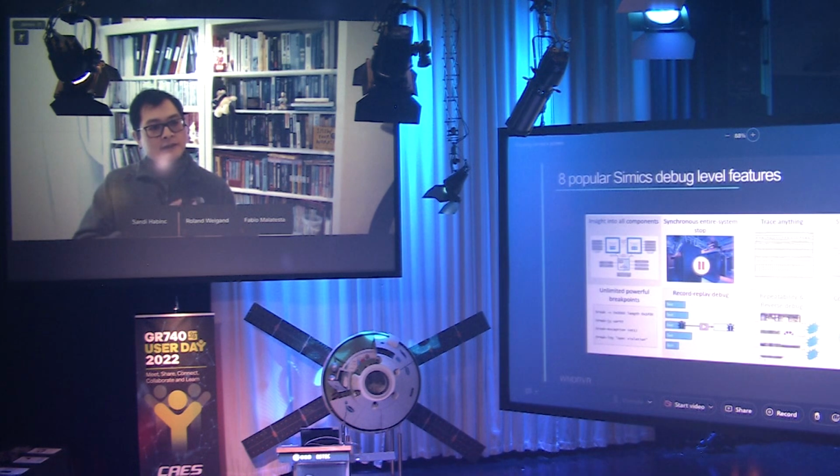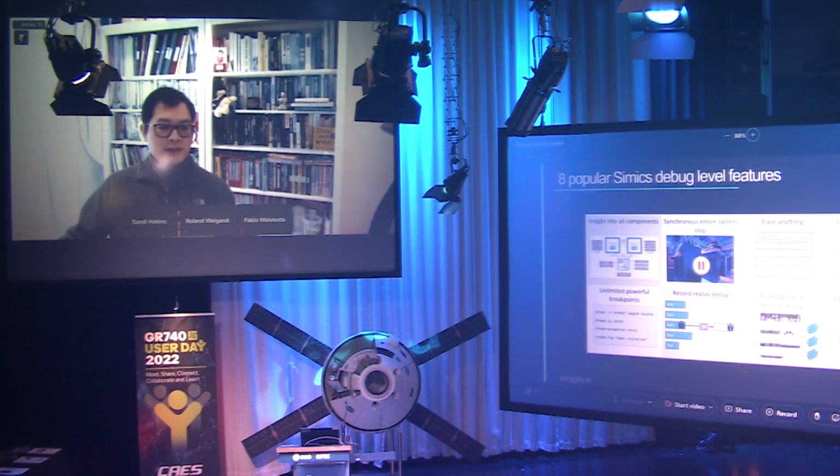And then there are also 8 popular Simics debug level features. For example, it can synchronously stop the whole system. So imagine you have 3 different boards running at the same time. By a press of a button, all the boards can stop, and then you can inspect anything inside the simulation. There are also powerful breakpoints that you can set up in a multi-target situation.